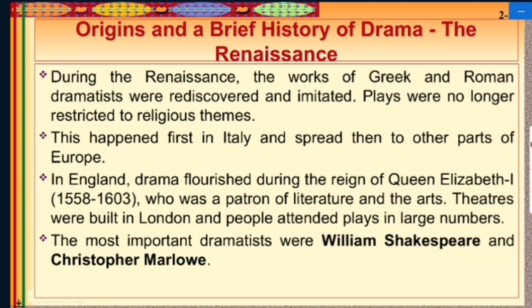So during the Renaissance, the works of Greek and Roman dramatists were rediscovered. Plays were no longer restricted to religious themes. This happened first in Italy and then spread to other parts of Europe also.